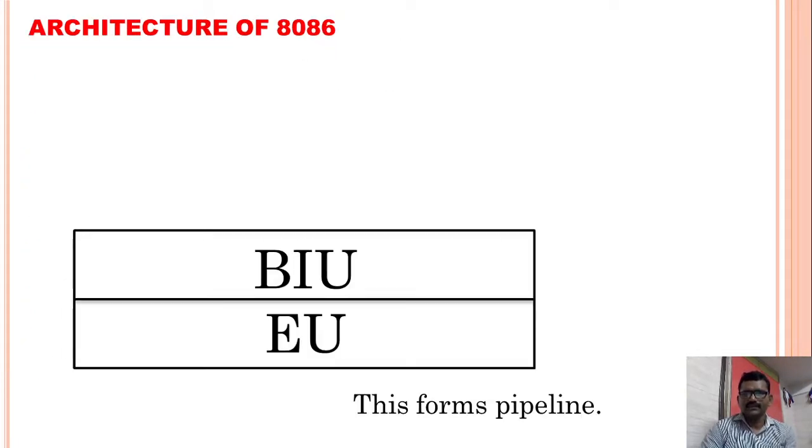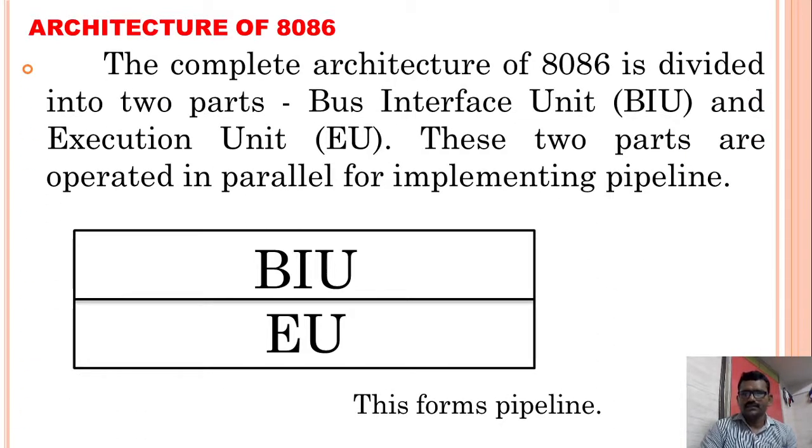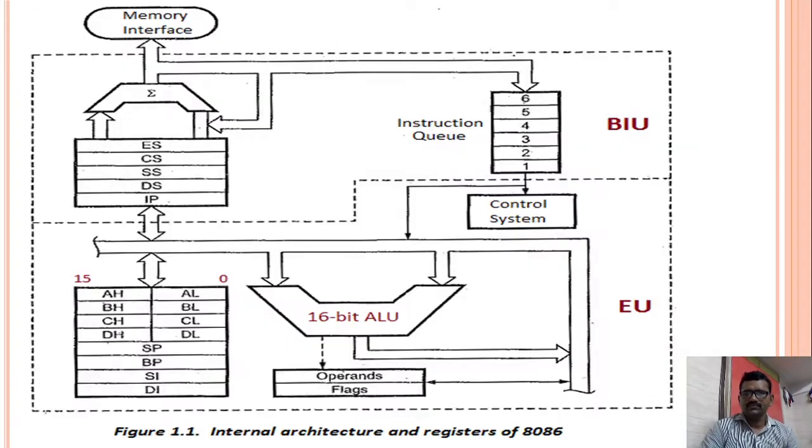Coming to the architecture of the 8086 microprocessor, it is divided into two individual functional units: the bus interface unit and the execution unit. These two parts work independently. They operate in parallel for implementing pipelining, so the BIU and EU form the pipeline. This is the architecture of the 8086 microprocessor. It is divided into two parts: the bus interface unit, the upper one, and the lower one, the execution unit.